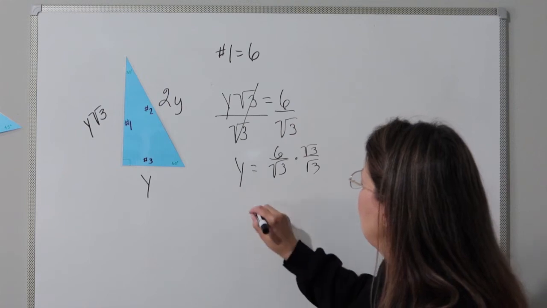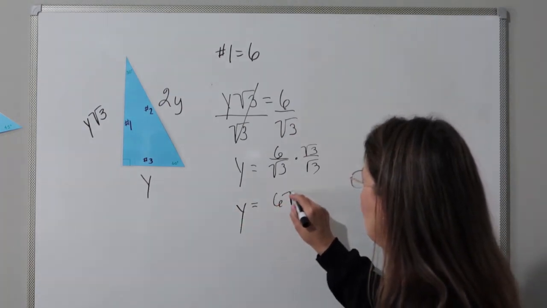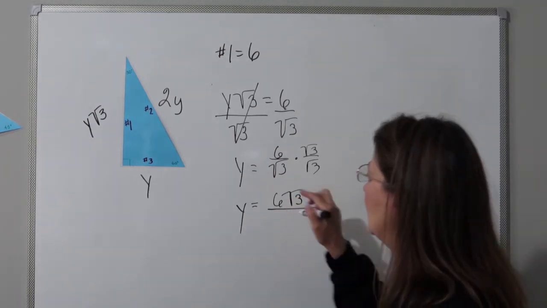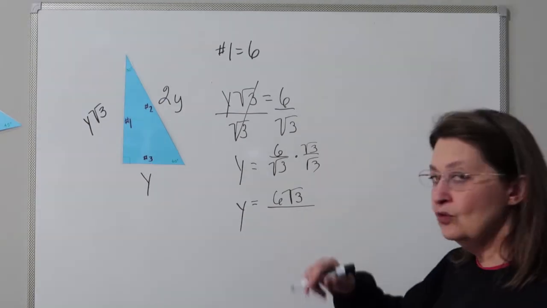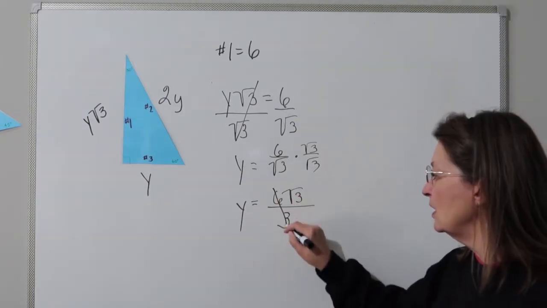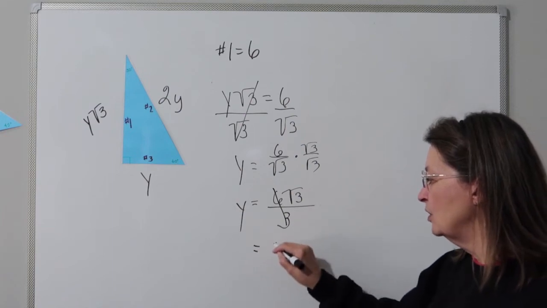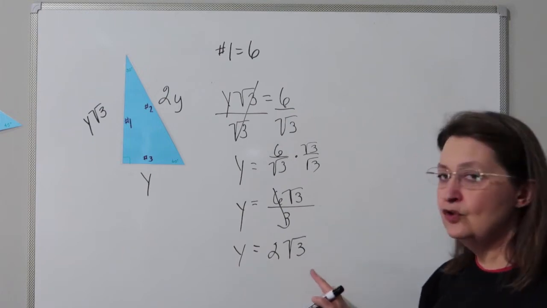When we simplify this, we're going to get y is equal to 6 square root of 3 over, now square root of 3 times square root of 3 is the square root of 9. And the square root of 9 is 3. 6 over 3 will reduce down to 2. So we have y equals 2 square root of 3.